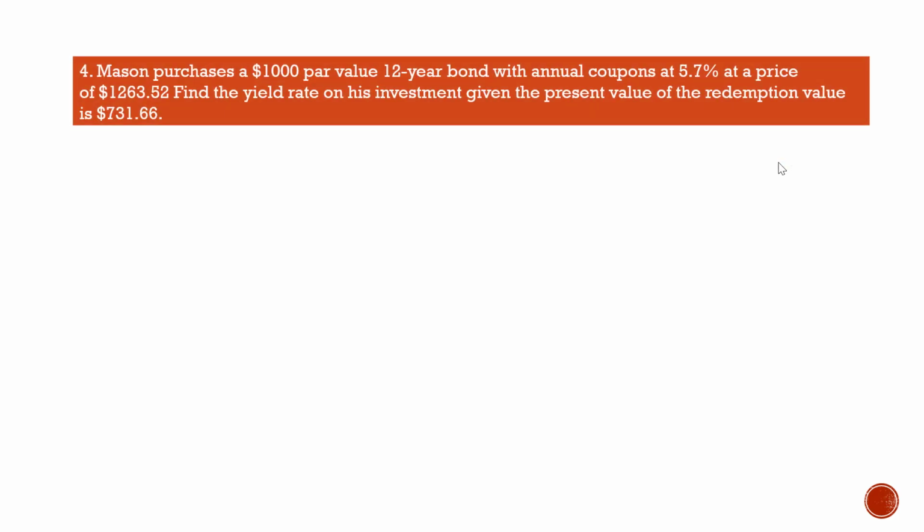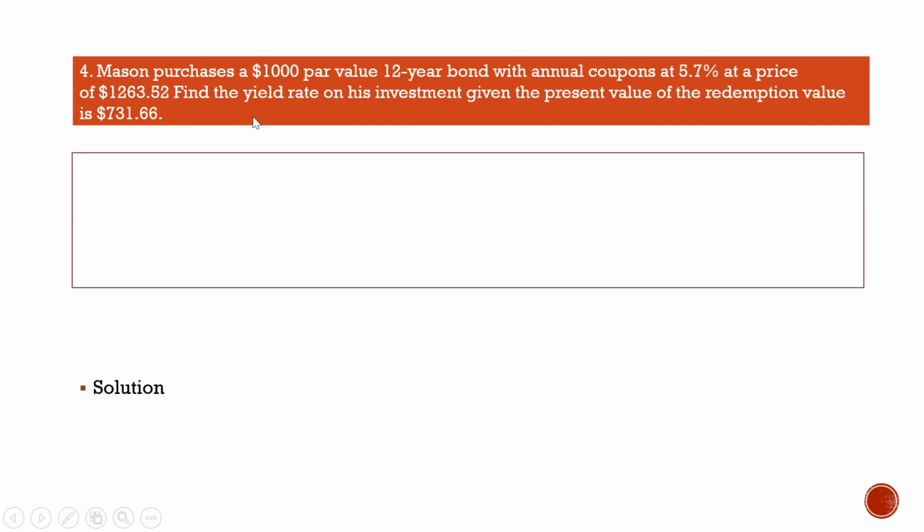Question 4. Mason purchased a $1,000 par value 12-year bond with annual coupons of 5.7% at a price of 263.52. Find the yield rate of his investment given the present value of the redemption value is 731.66. So here in this question, the redemption value is not given, but they give us the present value of the redemption value. So the price is 263.52.